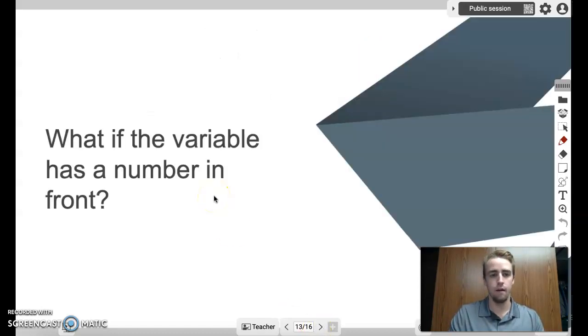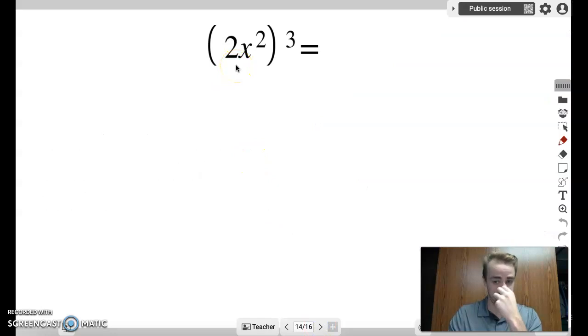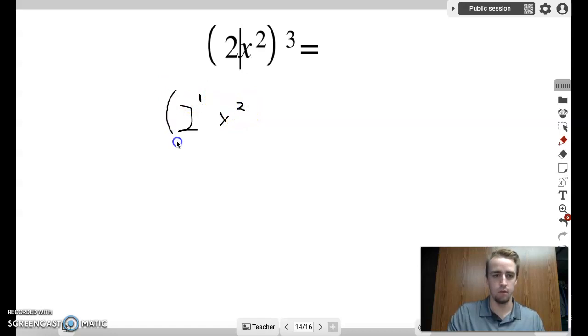So what if the variable has a number in front of it? See, right here. So it's pretty much similar to what we've been doing, but you want to kind of split this up, all right? Kind of make these two. So let's just rewrite it for the first one for the example. So you're going to have 2, and then you want to imagine there's a 1 here. And then you're going to have x to the second, right? And then we'll put this back in parentheses.